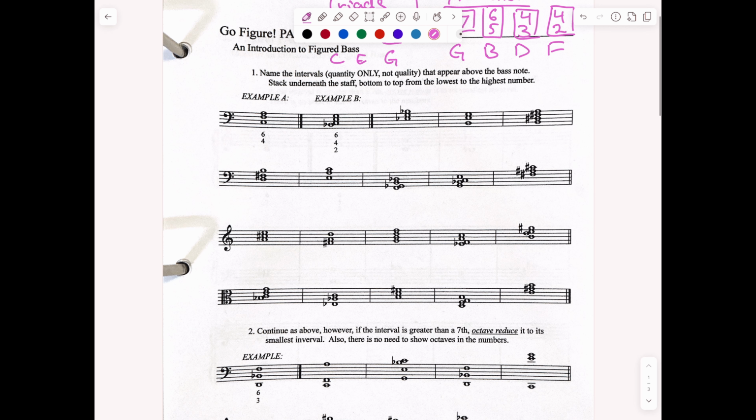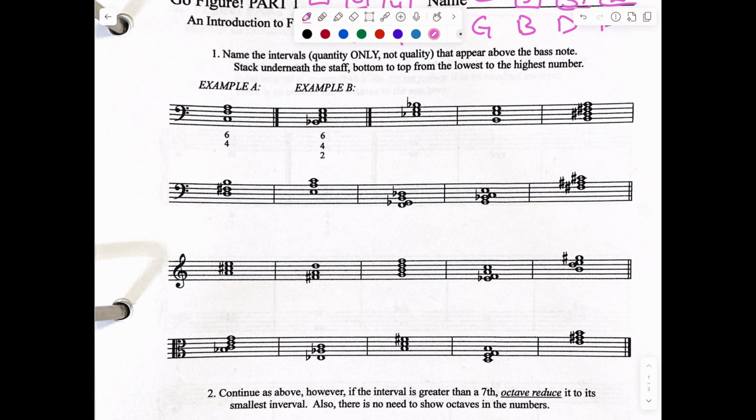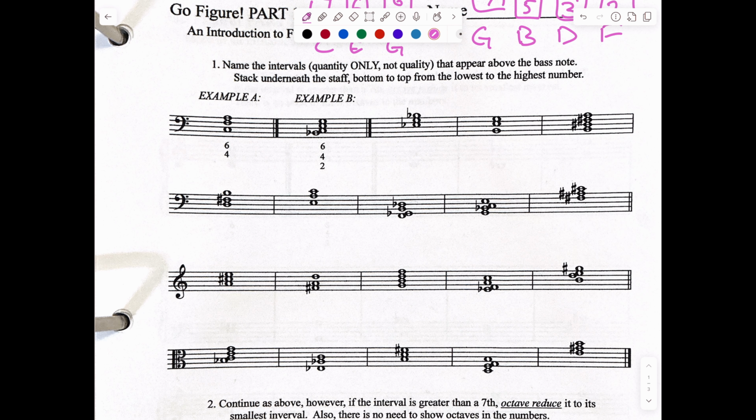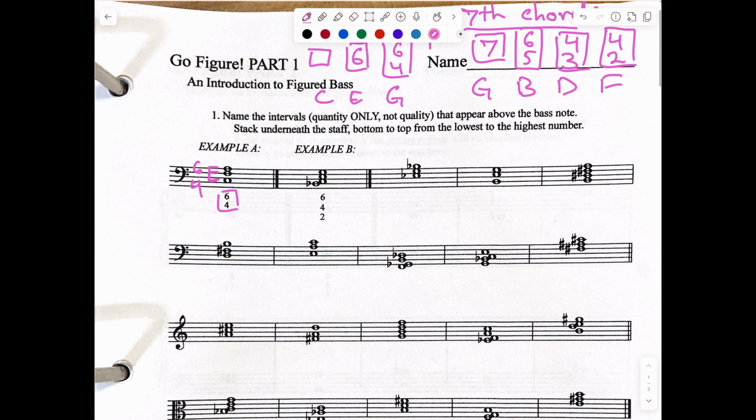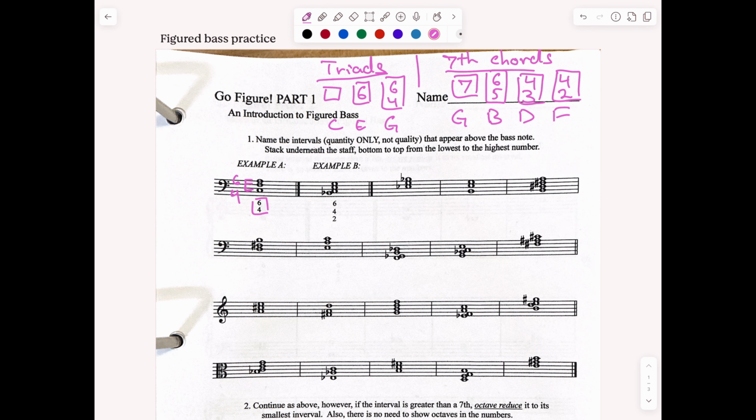So right here on our homework example, we have example A and example B. Right here, it has 6/4. That's the abbreviation. The distance from the top note to the bottom note is 6. The distance from the next note to the bottom note is 4. So you always start with the biggest and then go smallest. So 6/4, boom, that works out. This is a 7th chord over here, so you're going to have to use your 7th chord system as we do this. So 6, 4, and then 2.